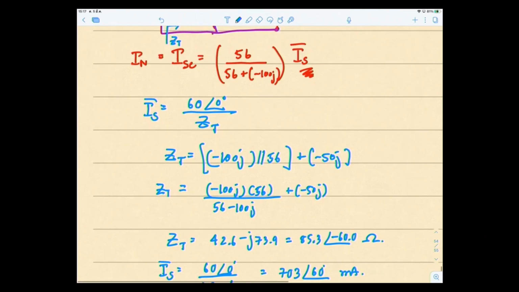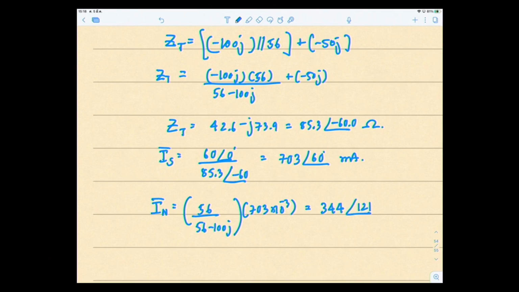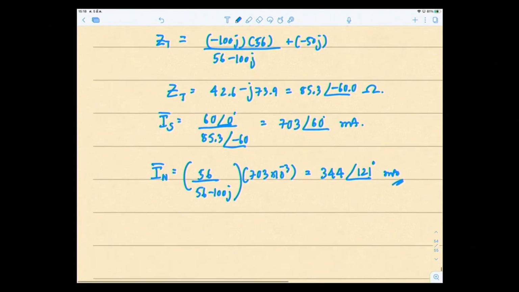And then I get my IS, I reinsert it using these equations. So my IN is equal to 56 over 56 minus 100j times 703 milliamps. So the answer is 344 angle 121 degrees milliamps. This is my Norton current.